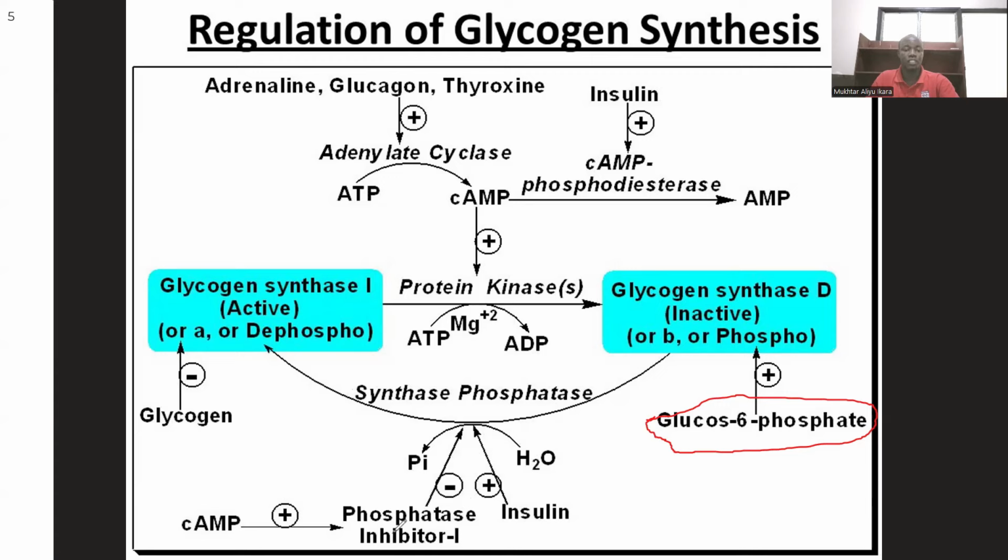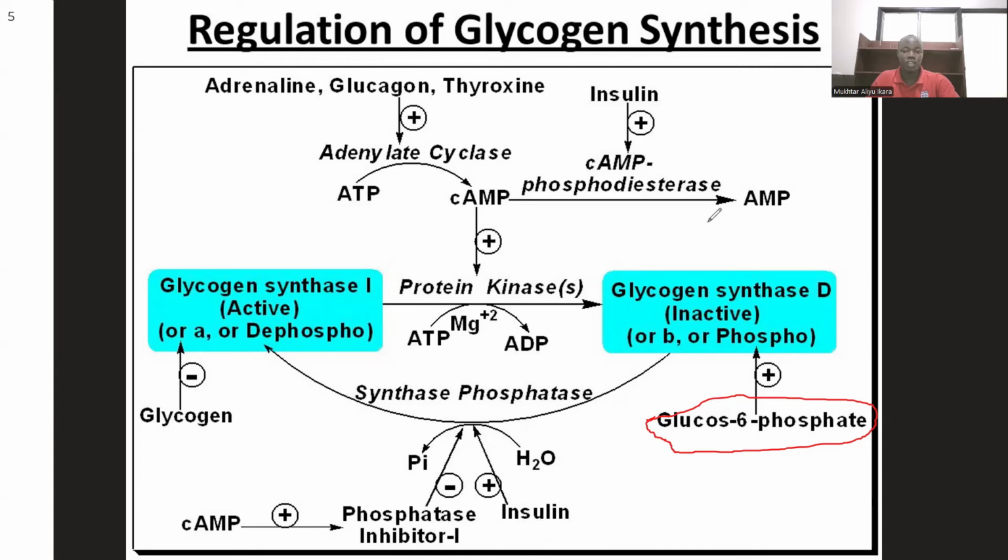Positive. So this phosphatase enzyme is an enzyme that catalyzes dephosphorylation. So if you want to get this glycogen synthase to be active, then the phosphate group attached to it will be removed by synthase phosphatase. So the presence of insulin is a positive regulator of synthase at the same time.